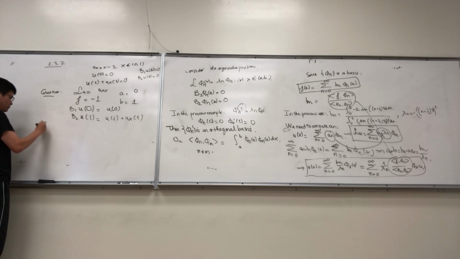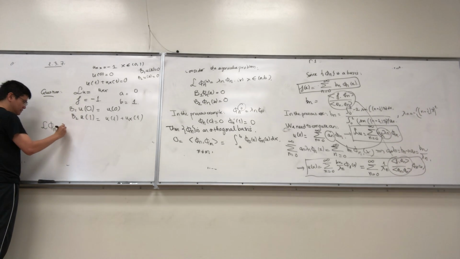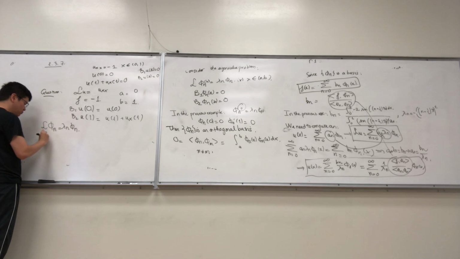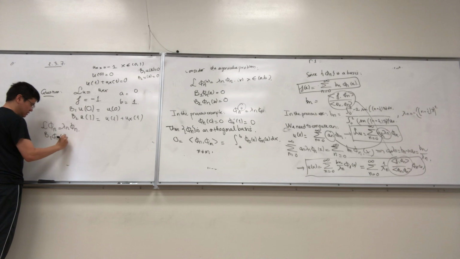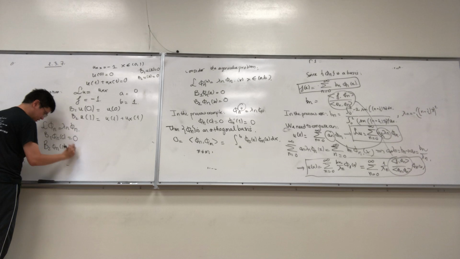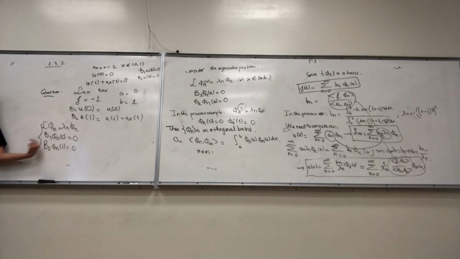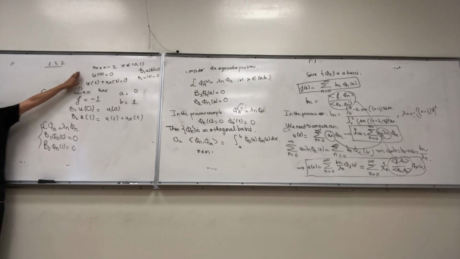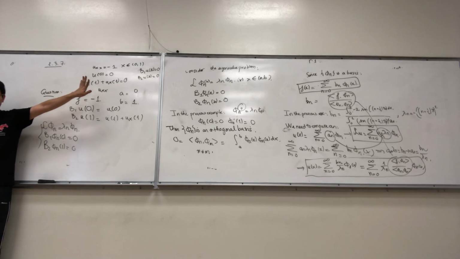So I have L phi n equals lambda n phi n, and B1 of phi n at 0 is 0 and B2 of phi n at 1 is 0. This is the eigenvalue problem, right? Can you write the explicit form for that? If you solve this, it's going to give you a basis for the solution of this equation so that you can expand u and then you can expand f, which is minus 1.